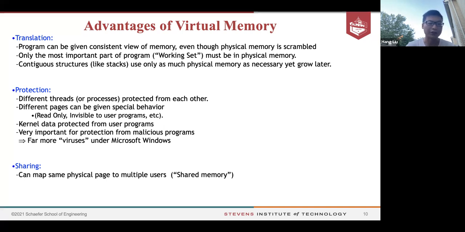The second one is very, very important. That is protection. It protects different threads from each other. Different pages can be given special behavior, like read only, or invisible to user programs, such as kernel space data, so that the user program simply cannot touch it, right? Very important for protection from malicious programs.